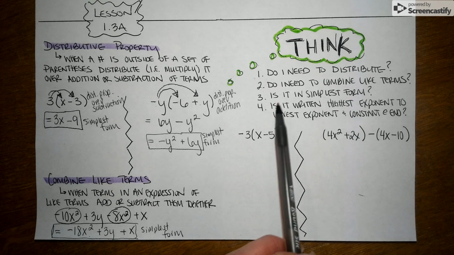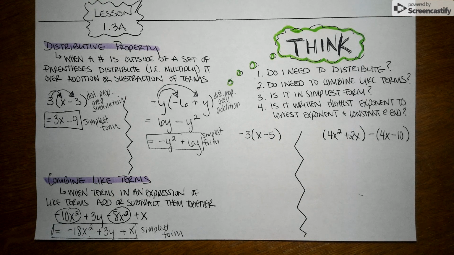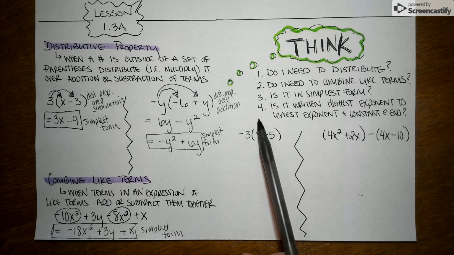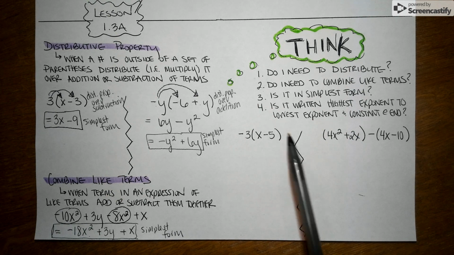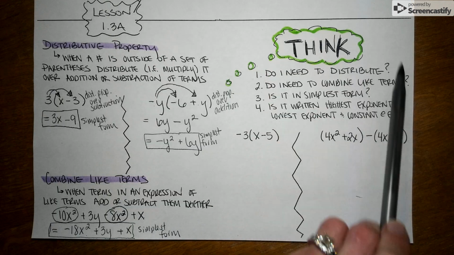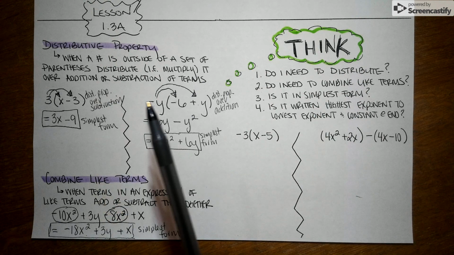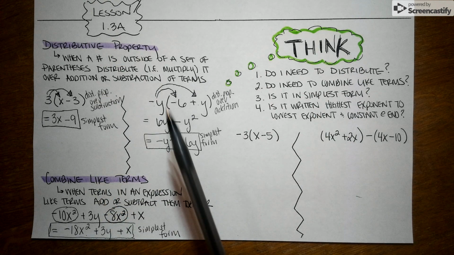Step 3 then is asking yourself, is it in simplest form? So after you have looked for the distributive property or looked for combining like terms and have carried out those processes, you want to make sure that your expression is still in simplest form. And then finally, step 4 is like pushing you further and thinking about where we're going in the future, making sure that your expression is written from highest exponent to lowest exponent, making sure that your constant is at the end. So this is a good 4-step process to help you think about how you go about using these concepts, kind of in order, when you are simplifying expressions.